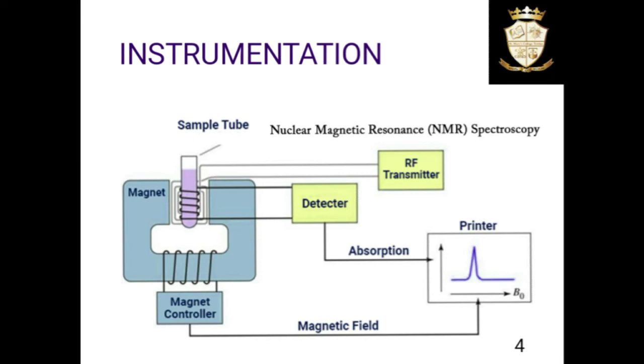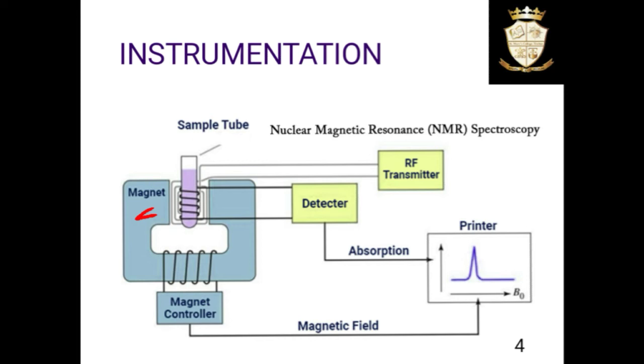Then the instrumentation. This is the sample tube, which is a glass tube, 8 centimeter long and 0.3 centimeter diameter. And a permanent magnet is present, which gives the magnetic field. Then the magnetic coils, which induce the magnetic field when the current flows through them, and a sweep generator are present. An equal amount of magnetic field passes through the sample, and there is a transmitter and the detector.